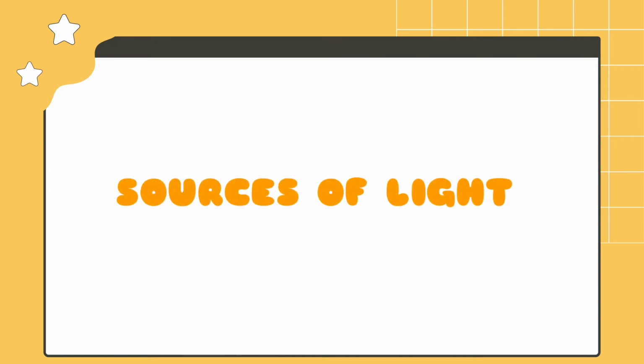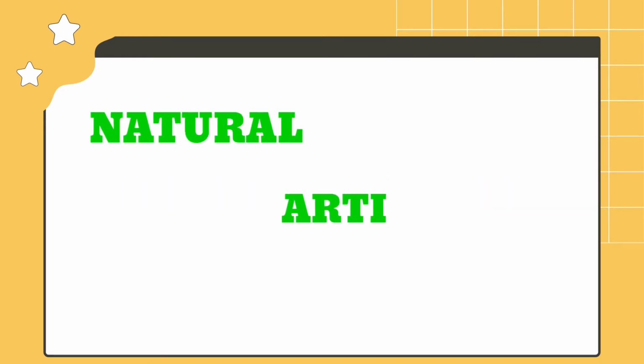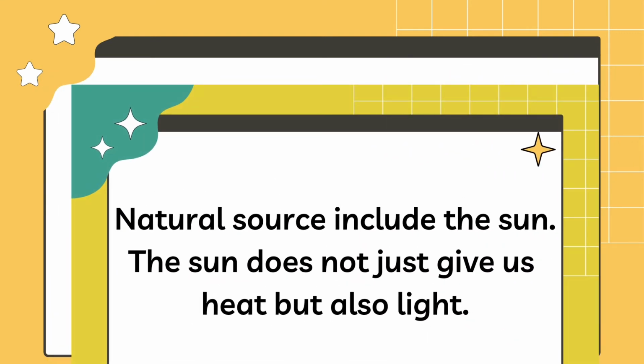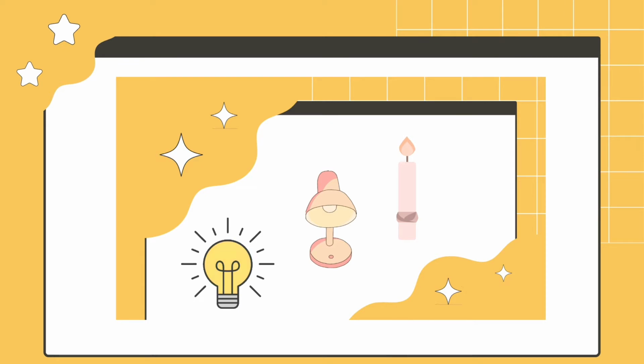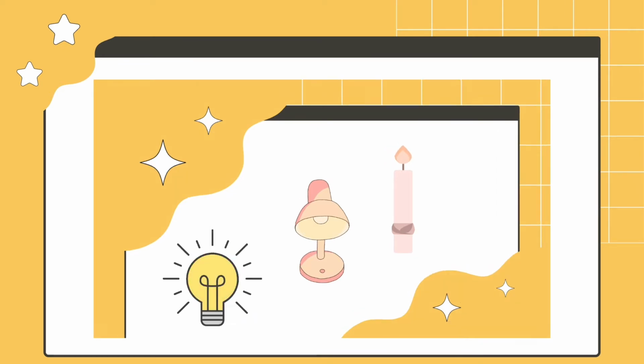Light comes from two different sources, natural and artificial light. Natural sources include the sun. The sun gives us not only heat but also light. Other sources such as bulbs, lamps, and candles are considered artificial sources of light.